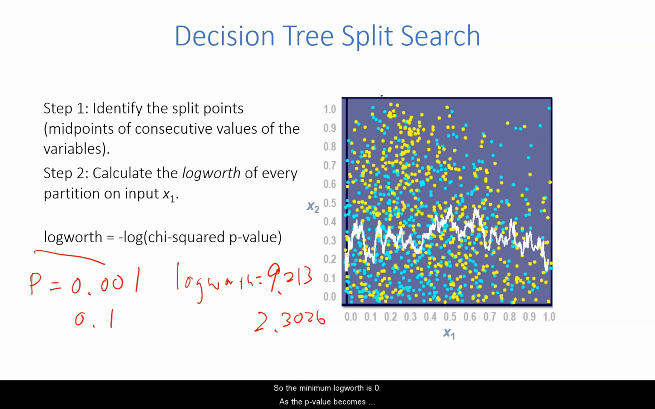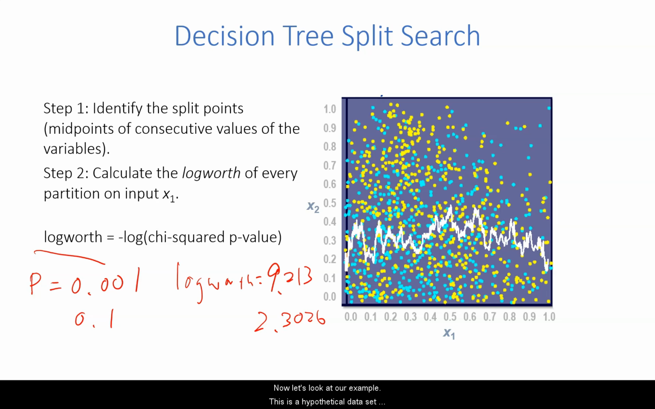so the minimum log worth is 0. As the p-value becomes smaller or more significant, the log worth would increase. Therefore, the larger the log worth, the smaller the p-value, and the better the split is to create pure subsets.